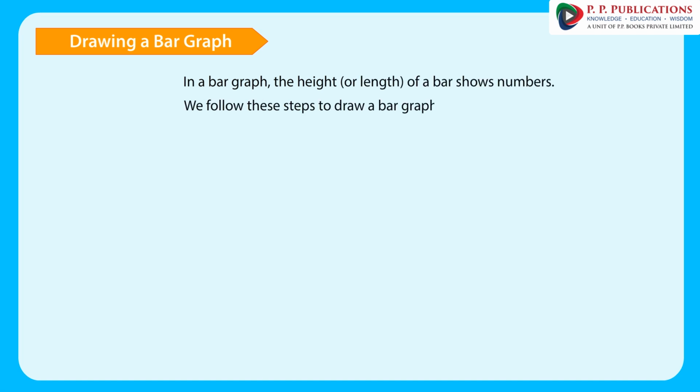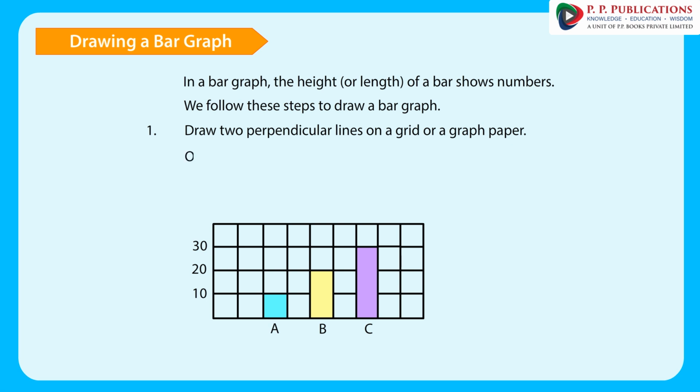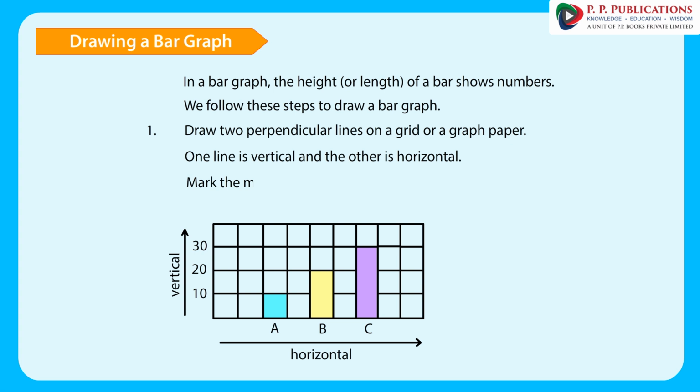Drawing a bar graph. In a bar graph, the height or length of a bar shows numbers. We follow these steps to draw a bar graph. 1. Draw two perpendicular lines on a grid or a graph paper. One line is vertical and the other line is horizontal. Mark the meeting point of these two lines as O.